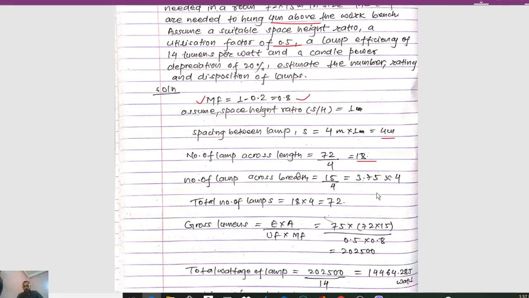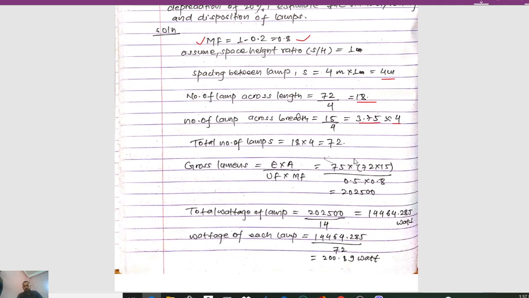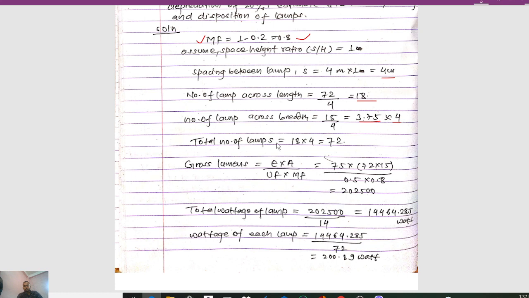Similarly, the number of lamps across the breadth will be breadth upon spacing, breadth is given as 15 upon spacing 4, means 3.75, and that will be equivalent to 4, means 4 lamps will be placed along the breadth. So the total number of lamps will be 18 into 4, which gives 72, means the total number of lamps needed will be 72.